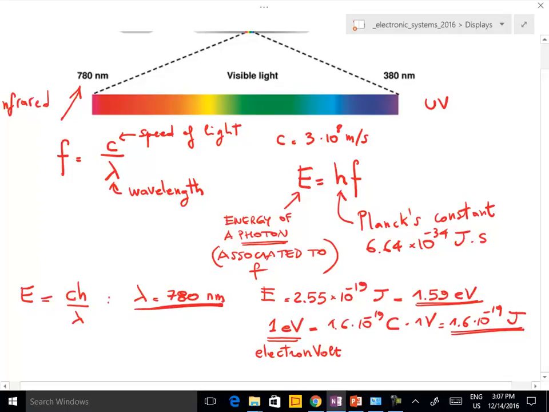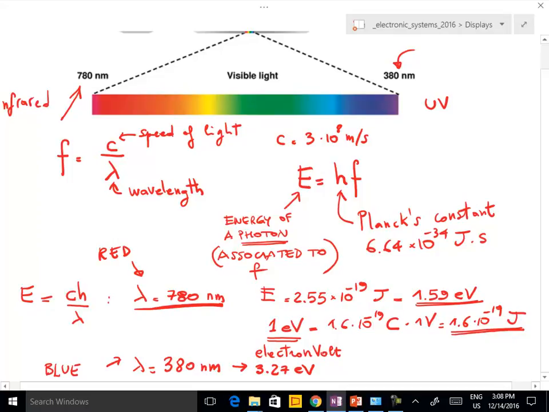Okay? So if we consider the other end of the visible light, the deep blue, we have, of course, the highest energy in the visible light. We just have to use the same formula. That's extremely easy. Then we have to change the unit of measure in order to write the energy in electron volts, and we end up with 3.27 eV. So this is red and this is blue.